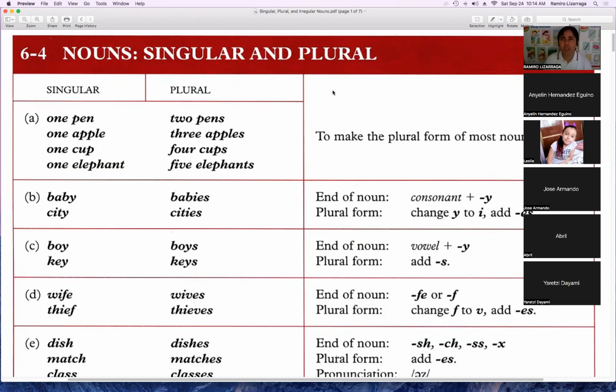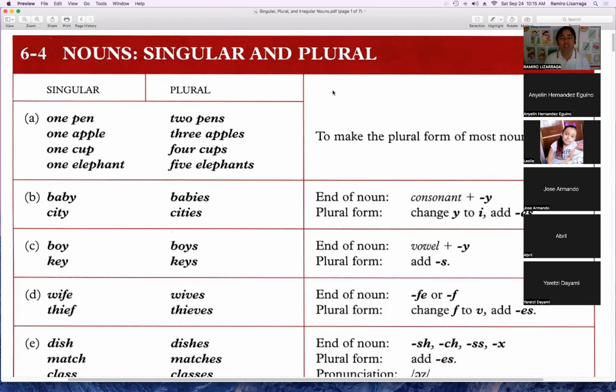Okay. So what are we gonna do today? What are you guys gonna learn today? So today we're gonna be working with nouns. We're gonna be working with singular, plural, and one of the most important, irregular nouns. I'm gonna explain to you the difference between singular, plural, and irregular nouns.